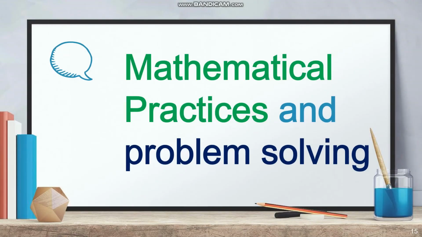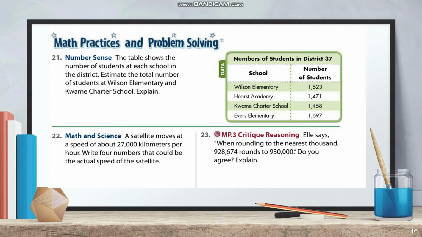Let's proceed to the mathematical practices and problem solving. Question number 21. The table shows the number of students at each school in the district. Estimate the total number of students at Wilson Elementary. This is Wilson Elementary and Kwame Charter School. So if I'm going to estimate this to the nearest thousand, this becomes 2,000, okay? And this becomes 1,000. So what is the question? Estimate the total. Total means the combination of the two.